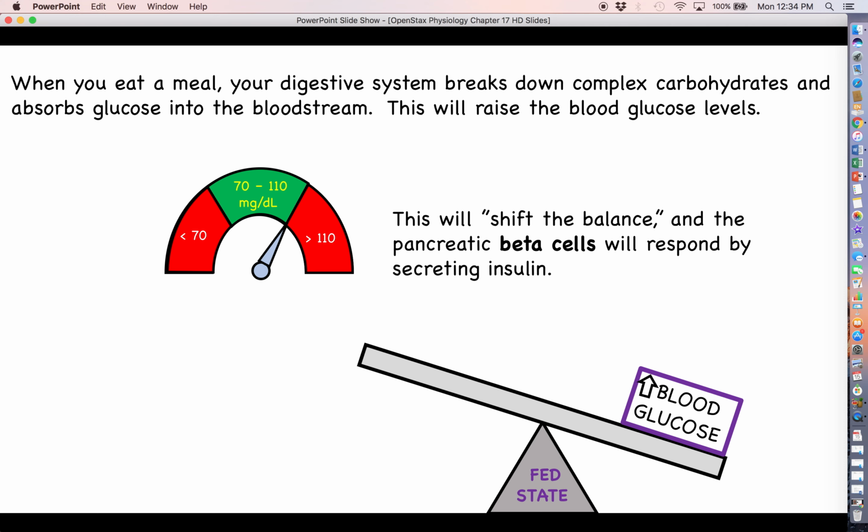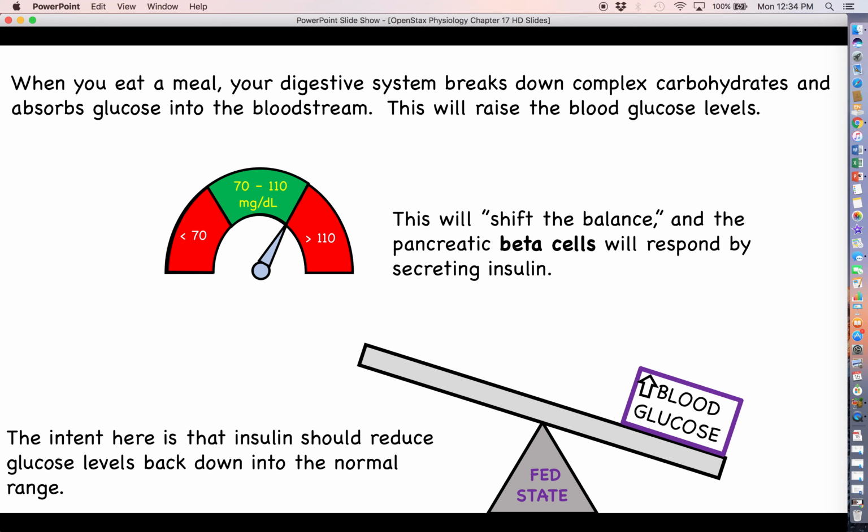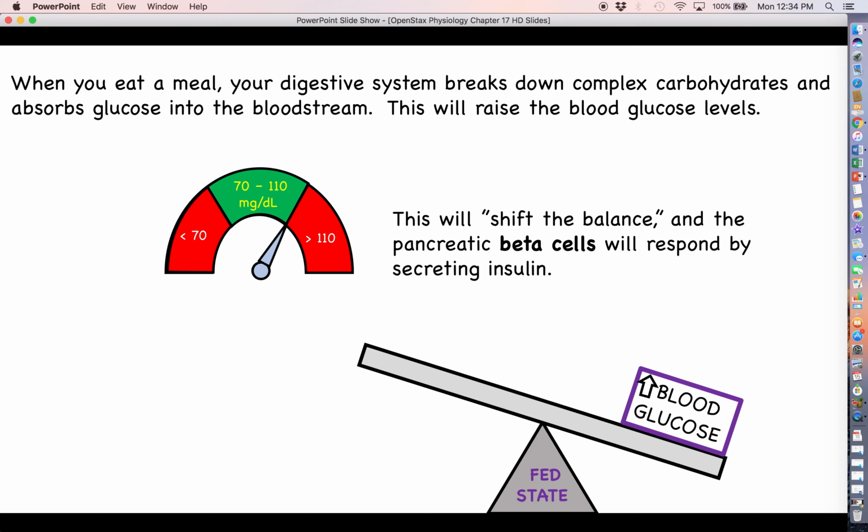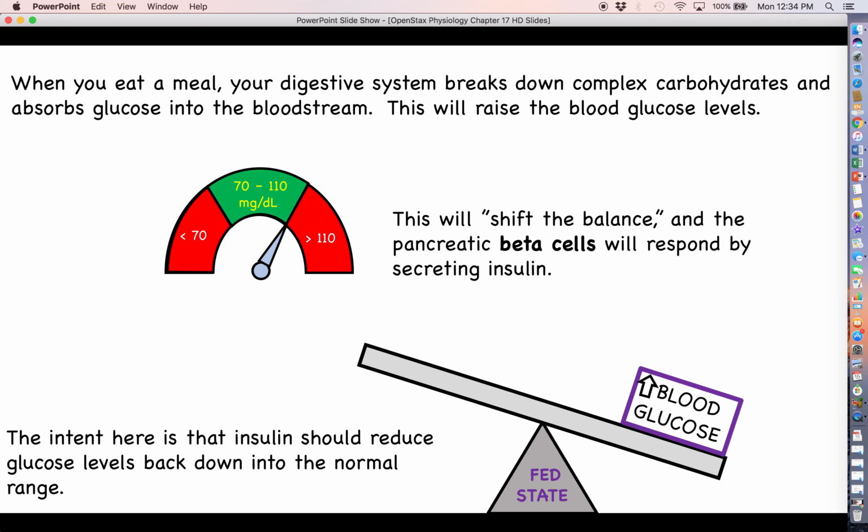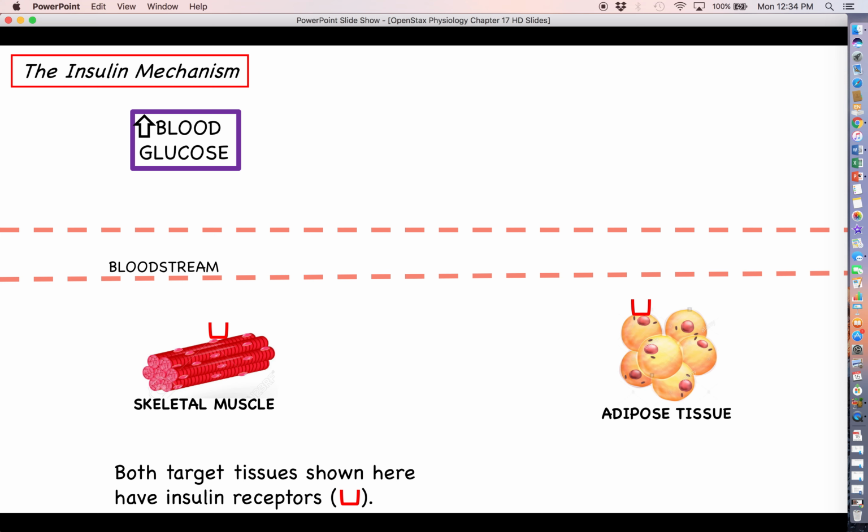And in this case, the beta cells in the pancreas are going to be the ones that sense this. So this is a simple endocrine reflex. None of this that we are discussing here with the pancreas has anything to do with the hypothalamus or the anterior pituitary. So the pancreas is acting alone here. The beta cells sense the high blood glucose, and they secrete insulin. The idea here is that insulin will reduce the levels of glucose back down into the normal range.